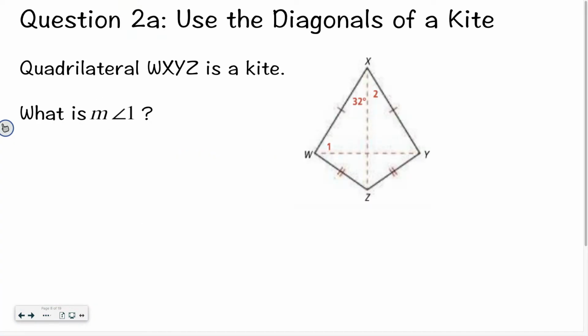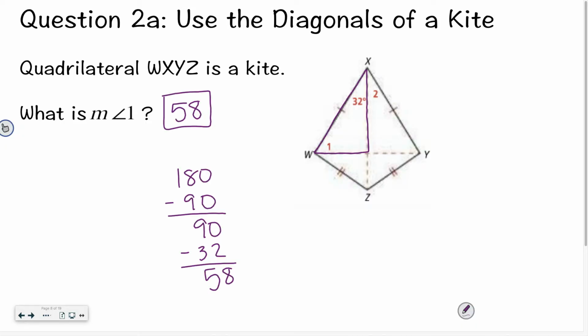All right, question 2a. It's your turn to use the diagonals of a kite. We have a quadrilateral WXYZ, which is a kite, and we want to know what the measure of angle 1 is. So if I want to know the measure of angle 1, what would that be? Good luck.